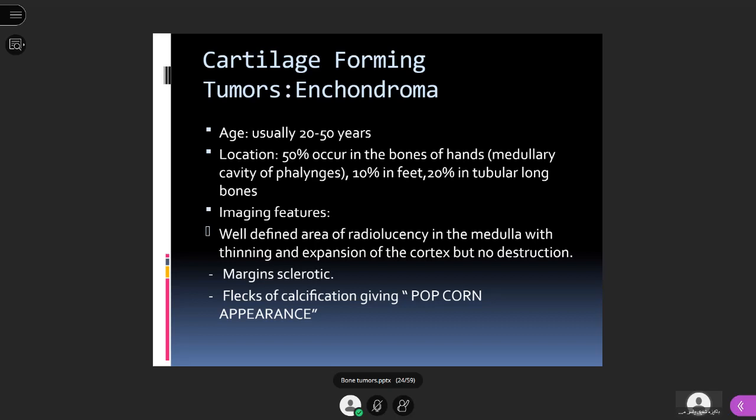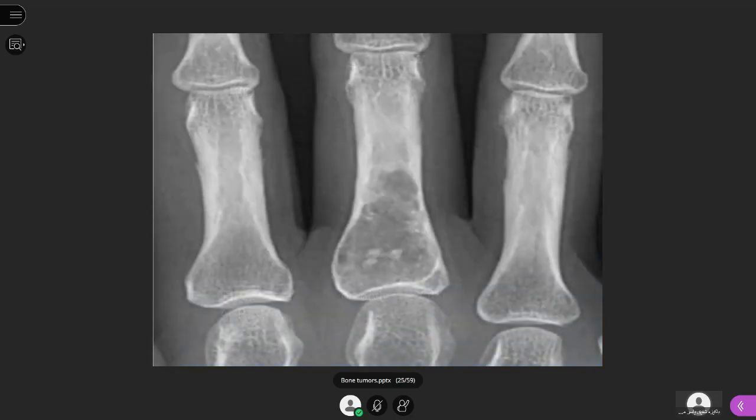Imaging features will include a well-defined area of radiolucency in the medulla, thinning and expansion of the cortex, but there is no destruction. Since it is a benign tumor, there is no cortical destruction, there is no soft tissue mass. And important, this is the middle phalanx of the middle finger, and what you see here is an area of radiolucency with expansion. This phalanx, this part is slightly expanded.